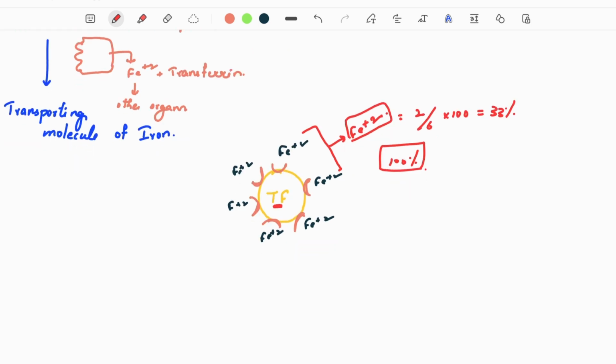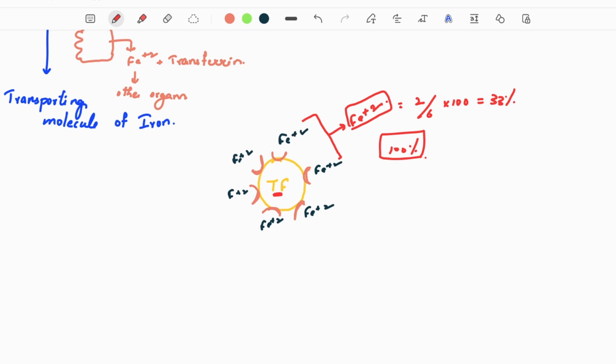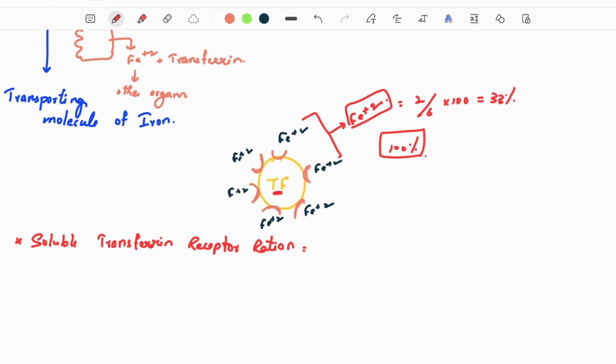So now let's discuss the soluble transferrin receptor ratio. Soluble transferrin receptor ratio. It is nothing but the erythroid activity in the bone marrow.